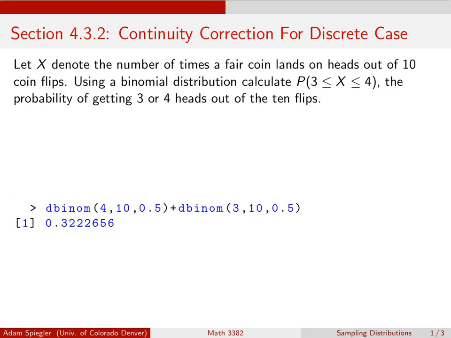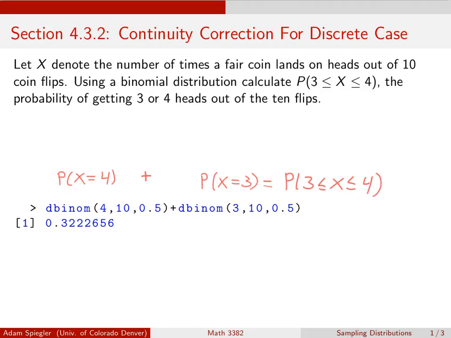And what that code would look like in R, we can use dbinom. So remember, dbinom calculates the probability of getting exactly 4 successes. This first one is telling us the probability of getting exactly 4 successes, and this is telling us the probability of getting exactly 3 successes. And now when I add those two together, that's going to give me the probability of getting at least 3, but no more than 4 successes.